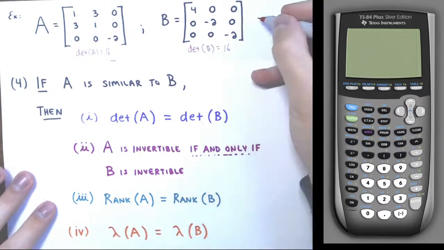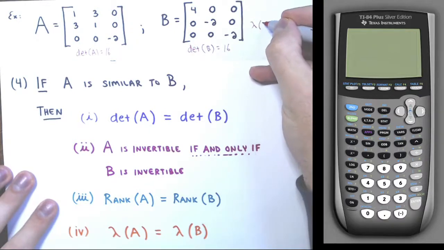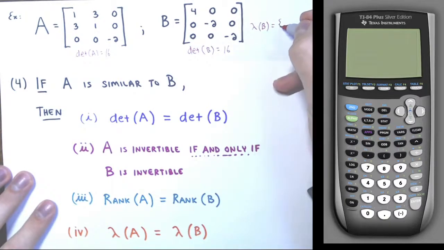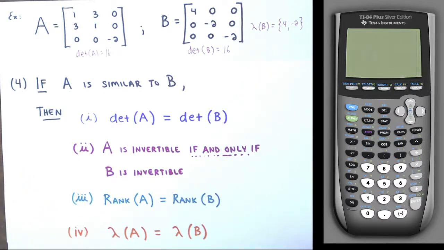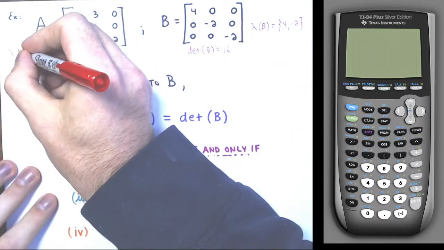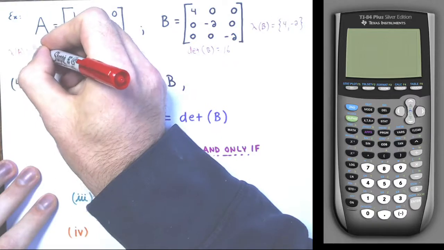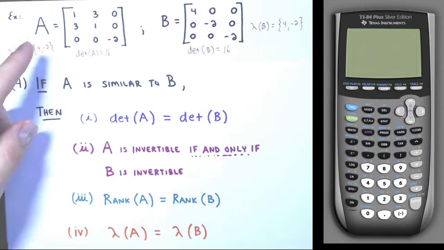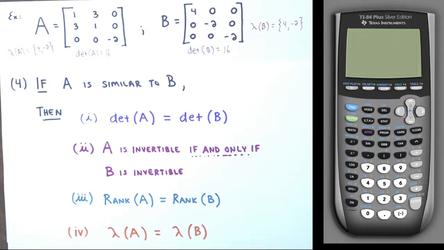Now this one's real easy. Remember the spectrum of a diagonal matrix, or just any triangular matrix really, which a diagonal matrix is both upper and lower triangular, is just those diagonal entries, 4 and -2. All right, 4 and -2 are the eigenvalues of B. And since I know that these are similar, the spectrum of A would be the same. A would also have eigenvalues of 4 and -2.